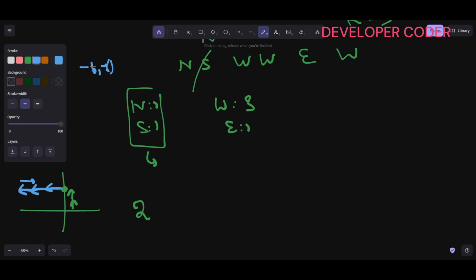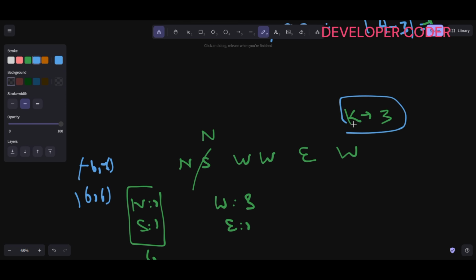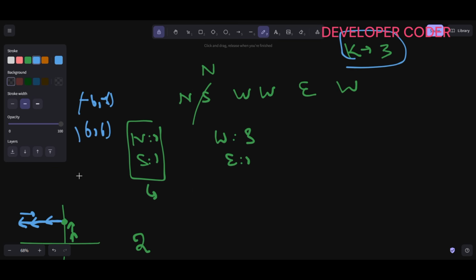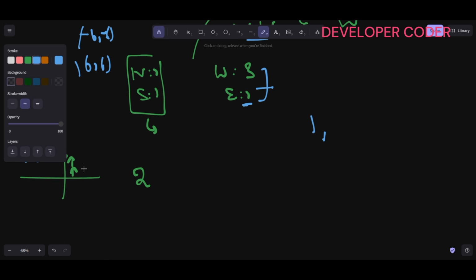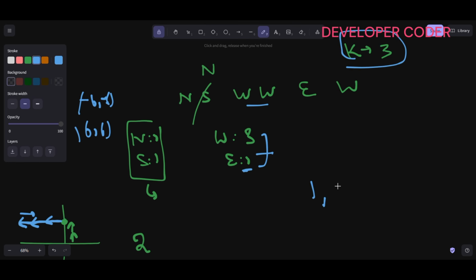If it is minus 6 or if it is 6, we are always going to get 12. So now in this direction, K value is 3. We change this for one vertical line. Now for horizontal we are checking. W is 3, E is 1. Take the minimum one. E is just 1, and we already changed one K value here, so K value remaining is 2.